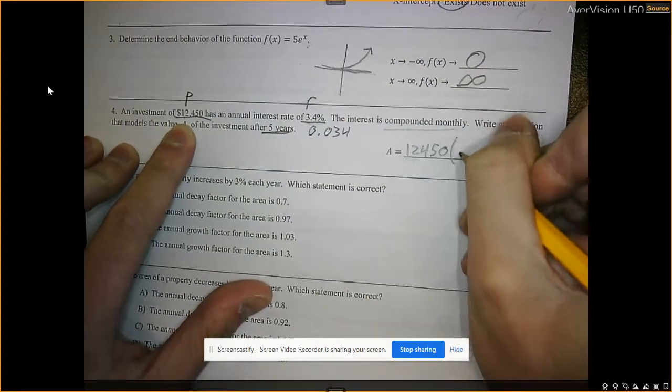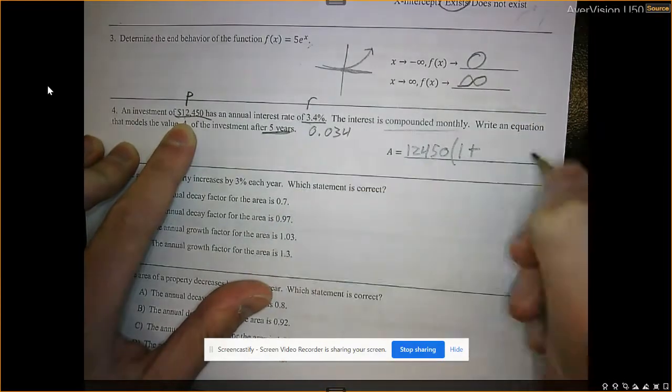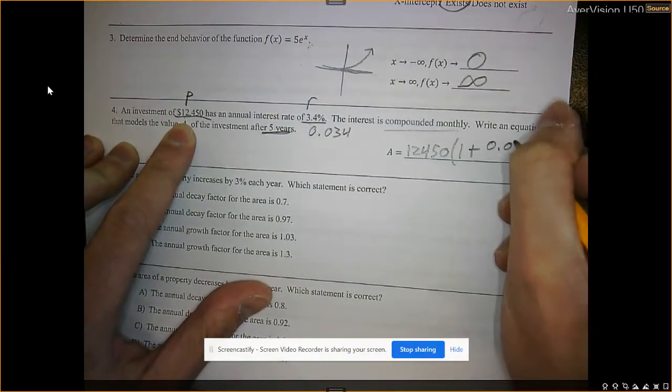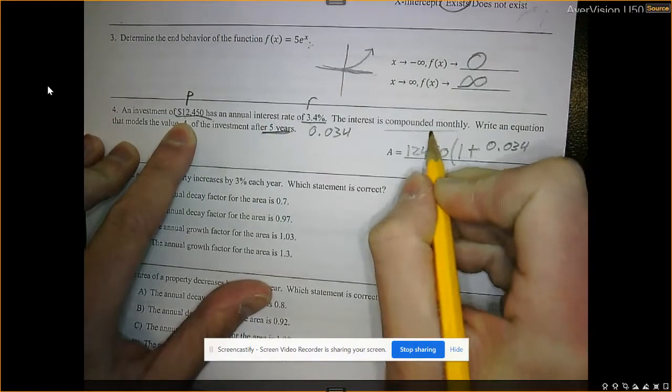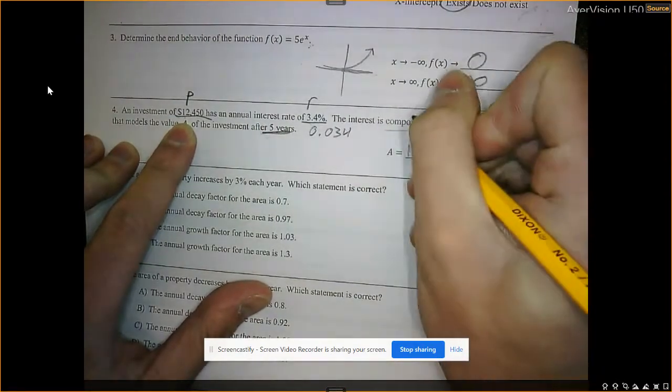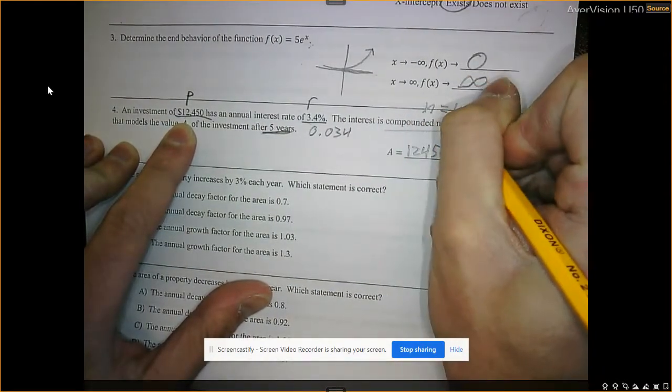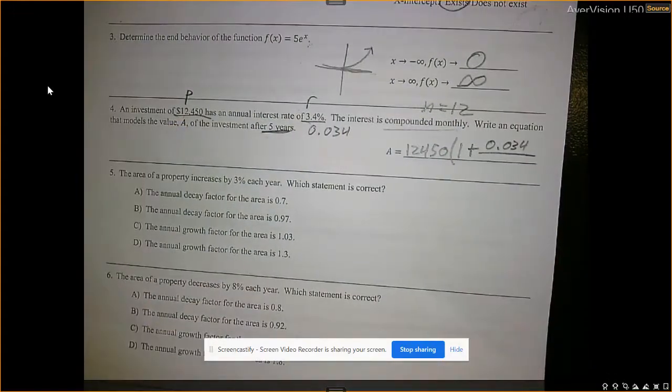So that means I have 1 plus my rate of 0.034, but it's compounded monthly, so I need to put that over my n. If I see compounded monthly, I know my n is 12 because that's happening 12 times in a year.